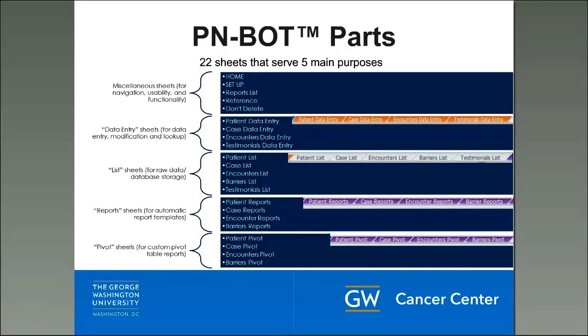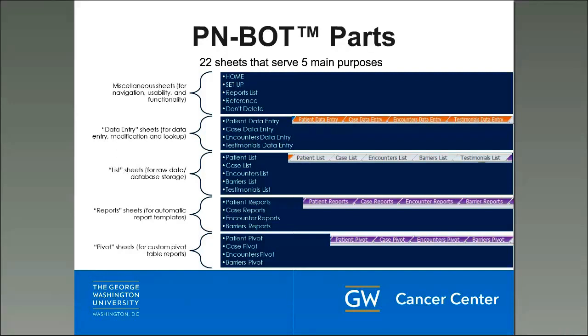But basically, the major categories of sheets you'll have are data entry sheets that you use for inputting information. They look like forms. You have list sheets, which are basically your databases of raw data that get saved from what's entered in the data entry sheets. And then you have report sheets and pivot sheets, which are actually both for reporting purposes, where you can synthesize information that's been saved into the list sheets.